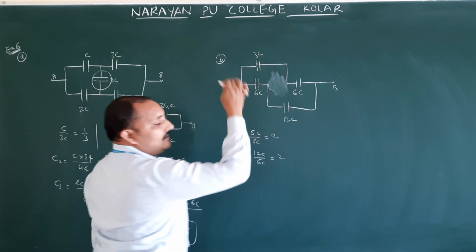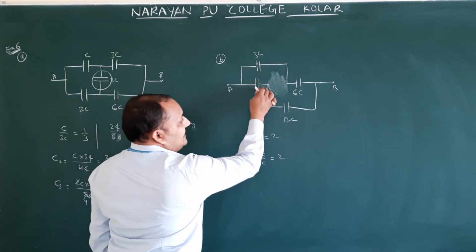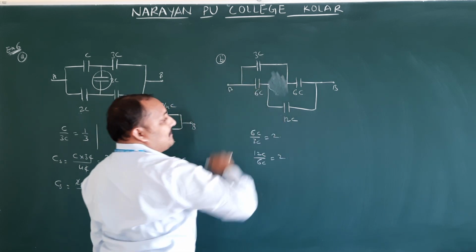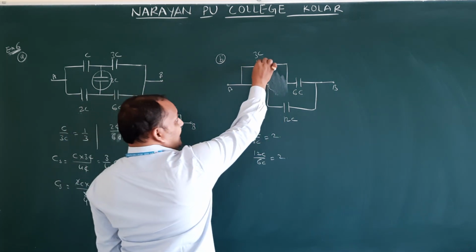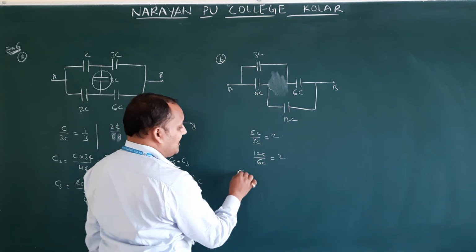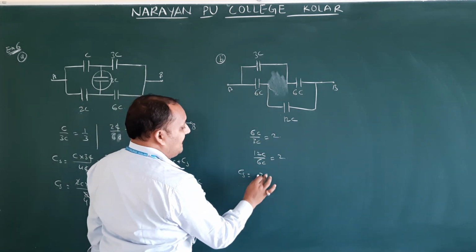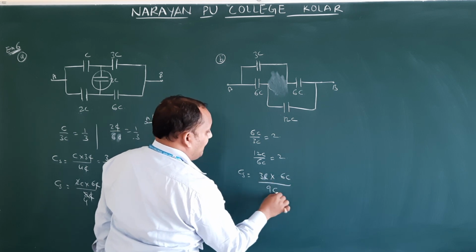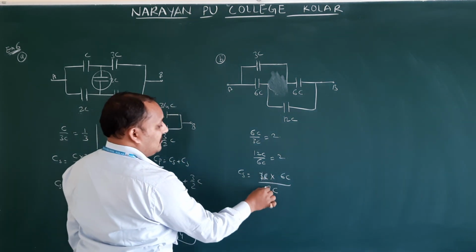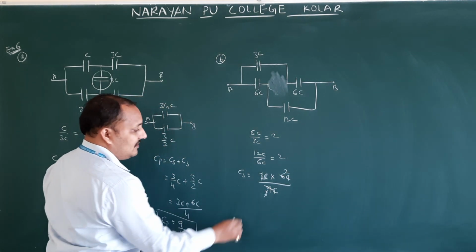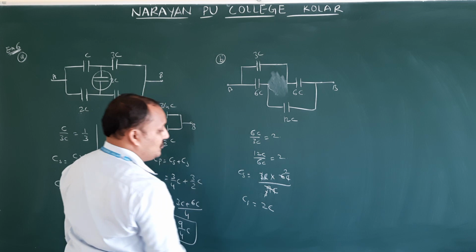Then 3C and 6C are connected in series. 6C and 12C are connected in series. Again, these two are connected in parallel. Isn't it? Now, resultant capacity of 6C, 3C. What is the resultant capacity formula? 3C into 6C by 6 plus 3, that is 18C by 9. So 3 3s are 9, 2 3s are 6. Therefore the resultant capacity is 2C.